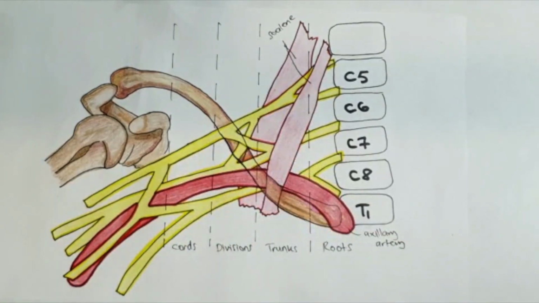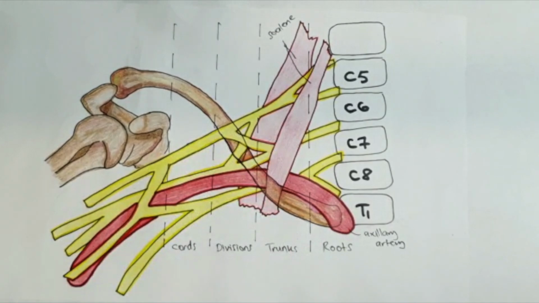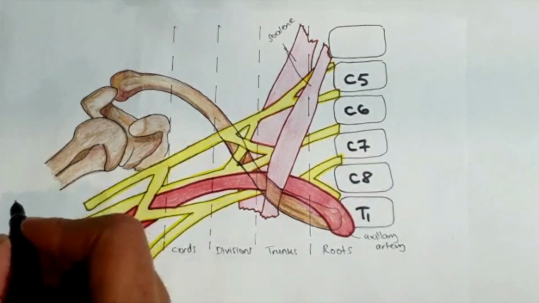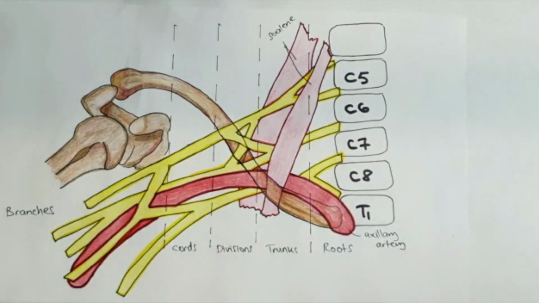After that, the trunks divide into anterior and posterior divisions, which are located posterior to the clavicle. After that, they form the cords, which are one of the most important parts of the brachial plexus. And these can be found entering your axilla, also known as your armpit. The cords then give rise to the branches. And these branches will then go into the upper limbs.